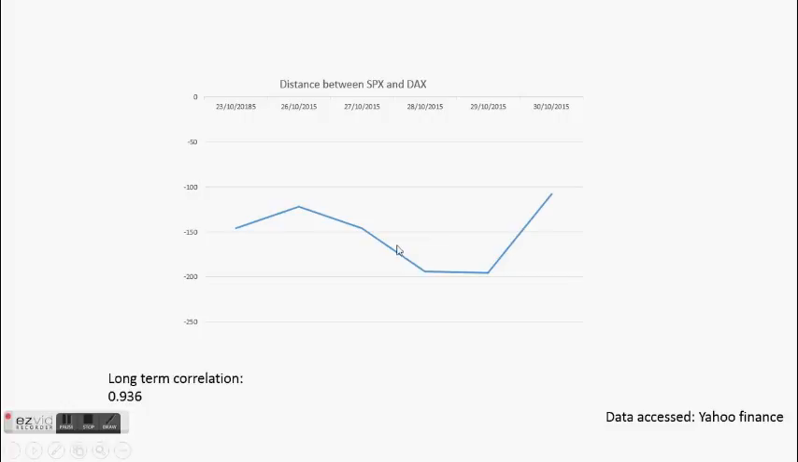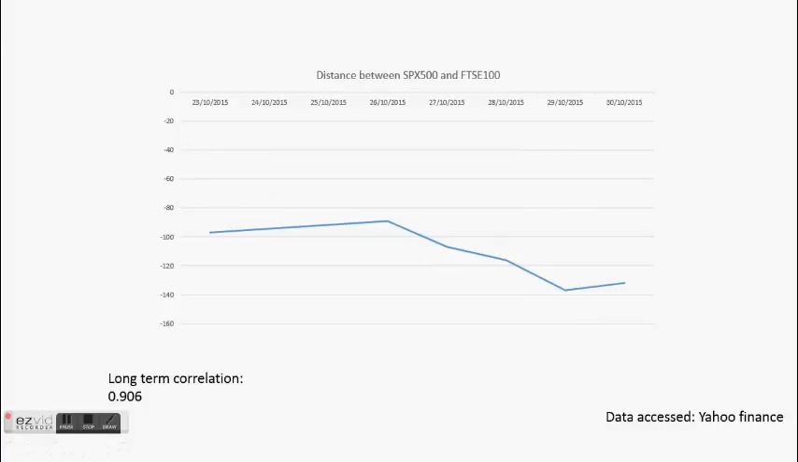So as you can see, on the 28th, they got further apart between the 27th and 28th. They moved apart, so a stronger rally in the SPX 500. And if we also look at the FTSE and SPX difference, we can see the 28th here. It got further apart because once again it was stronger on the SP 500 than the FTSE 100. And now that brings us on to Thursday.